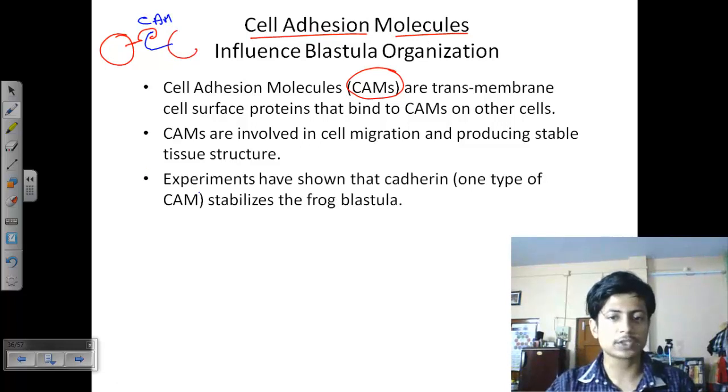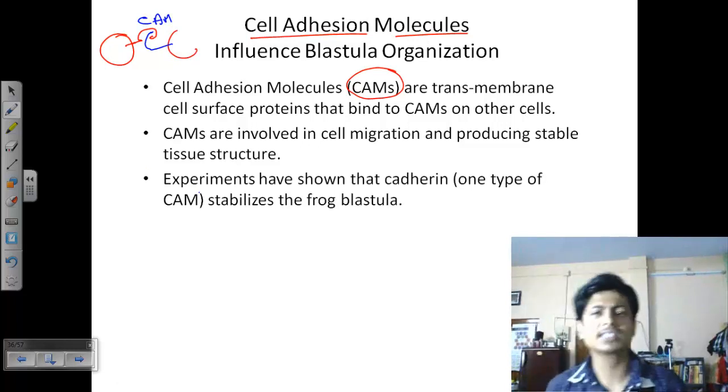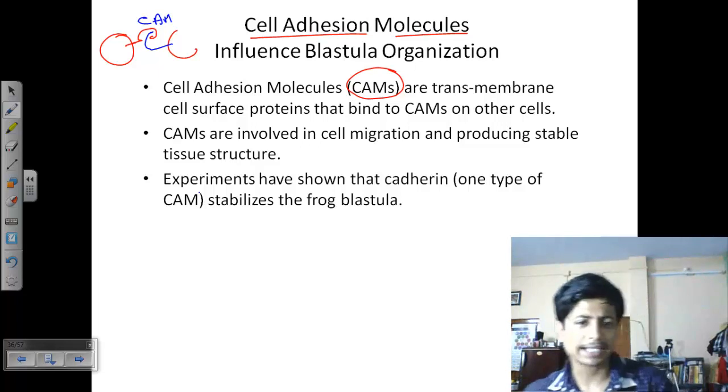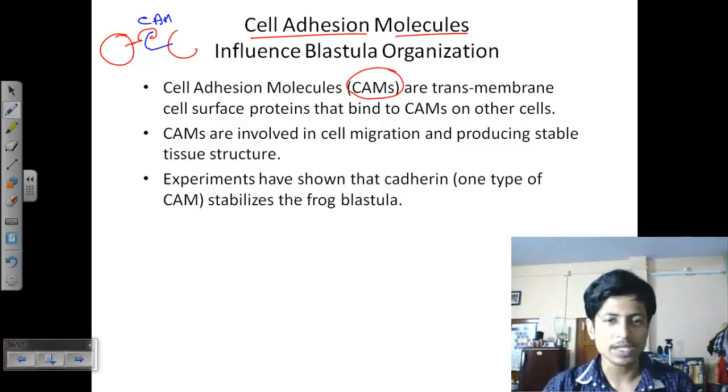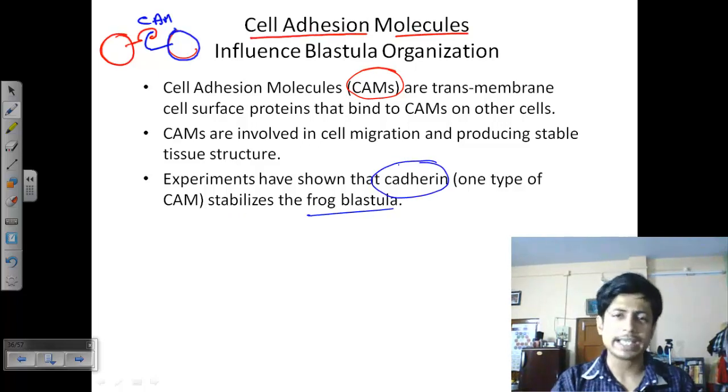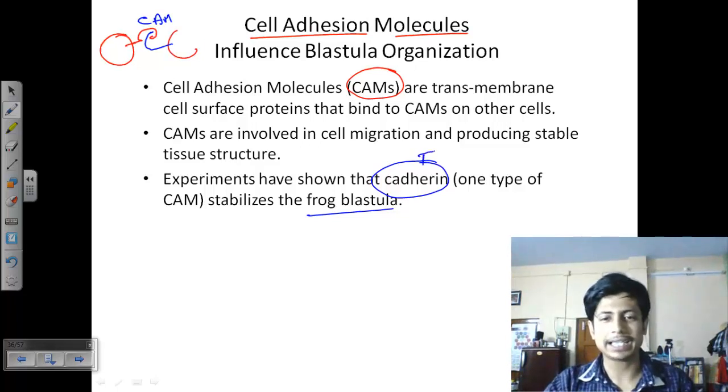The experiments have shown that cadherins, one type of CAM, play a very vital role in the stabilization of cells and their interactions. Cadherin is one type of CAM which stabilizes the frog blastula we see. Now there are different types of cadherins found on the surface of cells. There are E cadherins, P cadherins, and many more types.